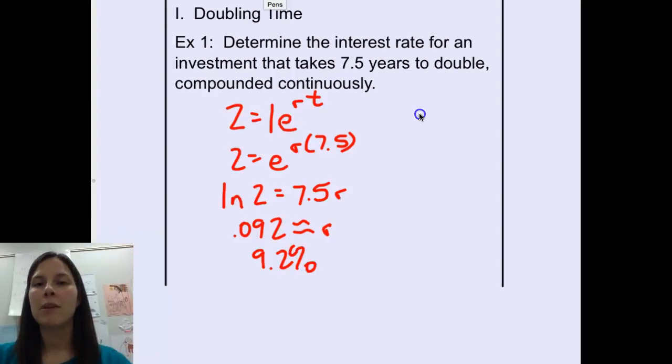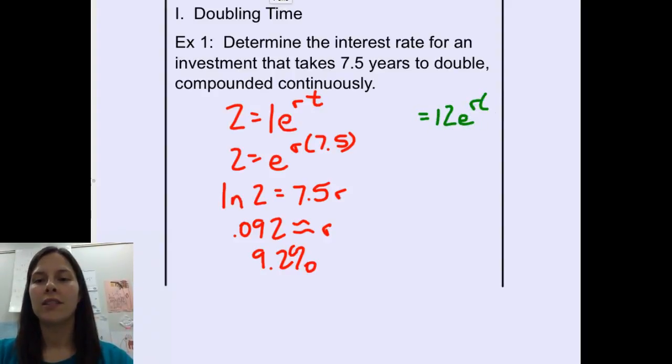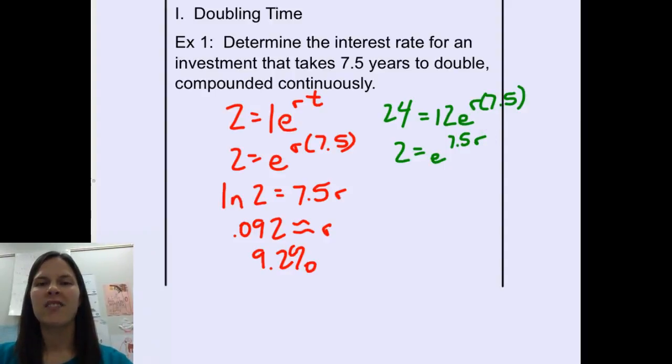For those of you that may be confused why I chose 1 for our initial amount, let's pick a different value. Let's say we invest $12 instead. We still have a doubling time of 7.5 years, and after our money has doubled, we will have $24. So to solve for a rate, our first step will be to divide both sides by 12, which will leave us with the exact same equation we started with when I chose $1. It just saved us that step of dividing.